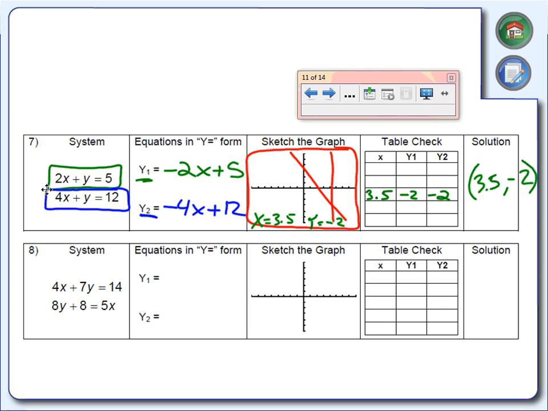Just like we did the other day with our solving equations. Pretty much the same thing. Okay, so if you can't find it on the graph, we can always look in our table and find where the 2 y values are exactly the same number. All right, let's try one more here, number 8.